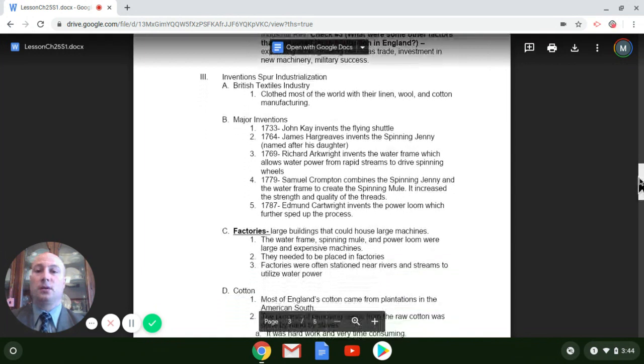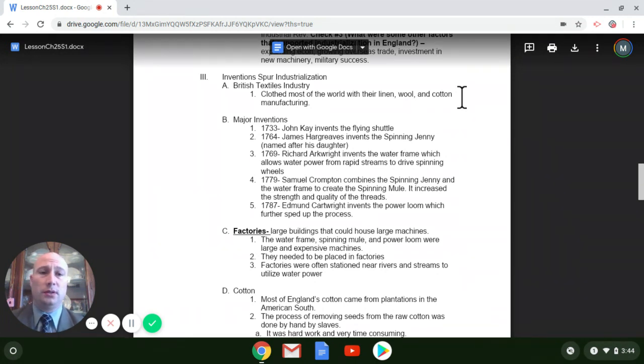Roman numeral 3 is going to talk about some of the inventions that we say spurred or catalyzed industrialization. Capital letter A, British textile industry. Well, the British were really responsible for creating the clothing that supported most of the world with linen, wool, and cotton manufacturing. If you were getting clothes during this time, most of them were built in the British Empire. That doesn't mean in mainland England, possibly in their American colonies or other colonies that they had throughout the world.